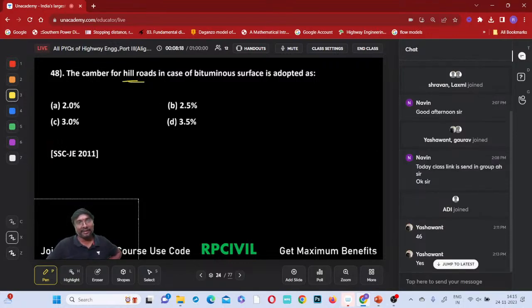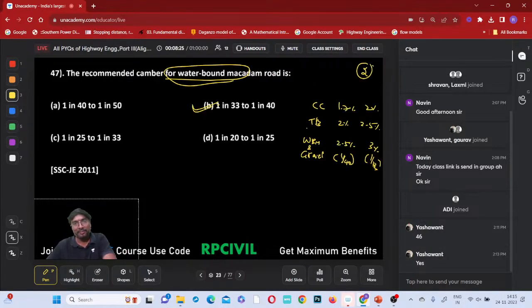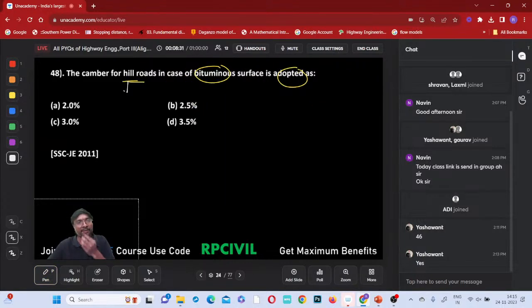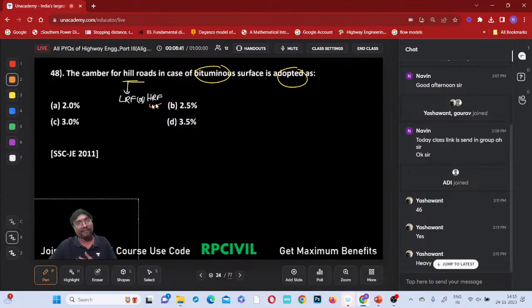So what is that? The camber for a hill road in case of bituminous surface is adopted. Bituminous means thin bituminous, we have to take it by default. 2% to 2.5%. Now tell me, hill road is mentioned, so can we expect heavy rainfall or light rainfall? Hill means heavy rainfall we can expect. It is not mentioned, but we have to take it like that only.